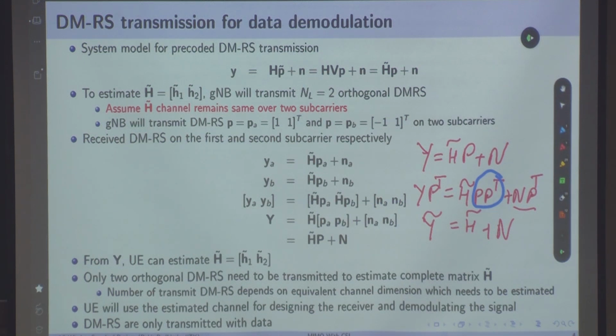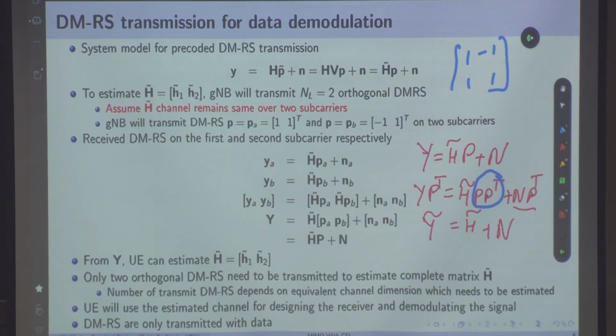If these two pilots are, let's say, not orthogonal, if they are linearly independent, can I still recover the channel? What is linearly independent? You cannot express one column in the form of another column. It's not a simple multiple. So what are the two columns? These are 1, 1, minus 1, 1. They are orthogonal. And orthogonality helps me by doing this P P transpose, and you get an identity matrix.